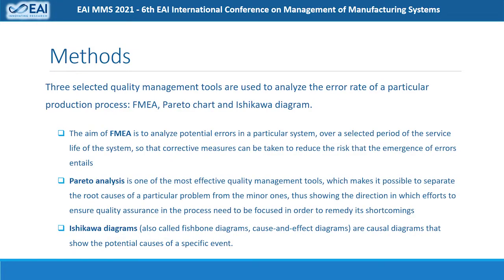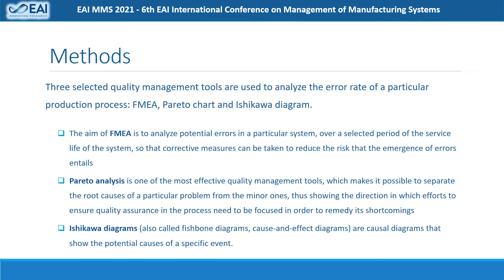3 selected quality management tools are used to analyze the error rate of a particular production process: FMEA, Pareto chart, and Ishikawa diagram. At first, failure mode and effects analysis is one of the basic tools applied within ISO 9000 standards. The aim of FMEA is to analyze potential errors in a particular system over a selected period of the service life of the system, so that corrective measures can be taken to reduce the risk that the emergence of errors entails. According to Stamatis, an FMEA system can be achieved using a series of steps that include conceptual design, detailed design, and development, test, and evaluation.